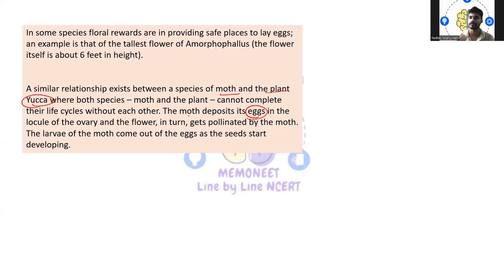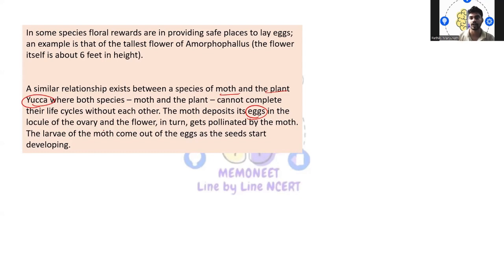So in turn, what happens? The flower gets pollinated. That is, the moth is going to help in the pollination. It moves from one flower to another flower. In that way, it plays its major role in the pollination.